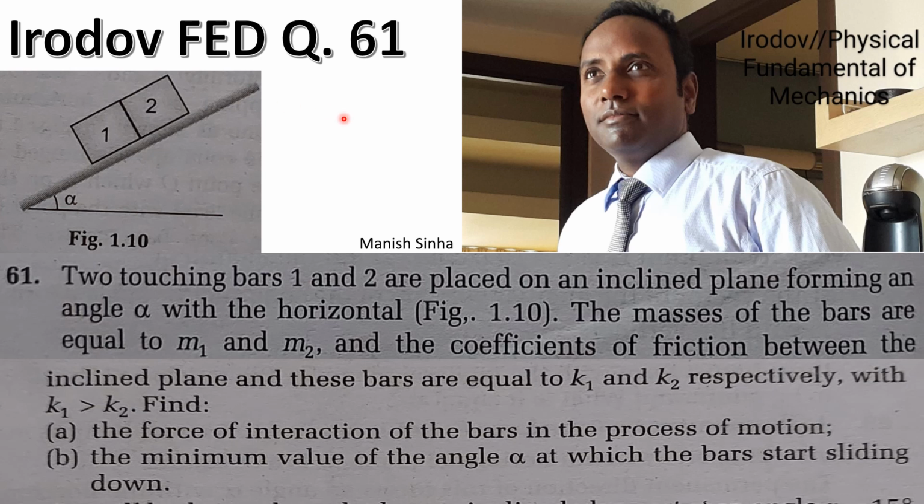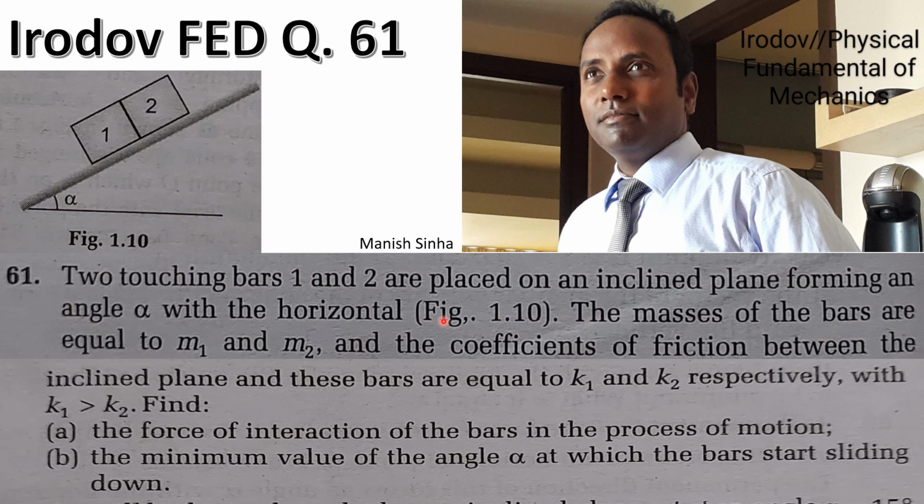Hello everyone, this question has been taken from Irodov, Fundamental Equation of Dynamics, question number 61. The question is: two touching bars 1 and 2 are placed on an inclined plane forming an angle alpha with the horizontal. So these are the two touching bars placed on an inclined plane which is making an angle alpha with the horizontal.